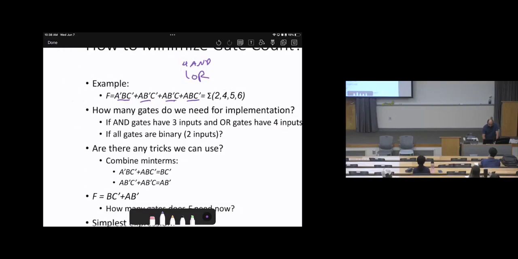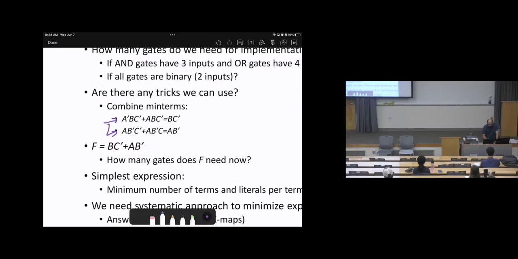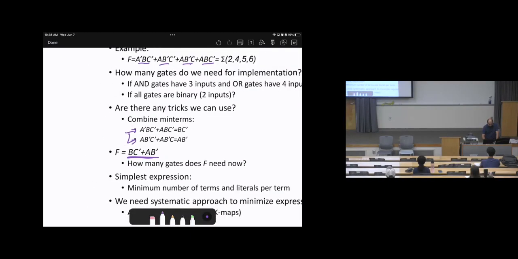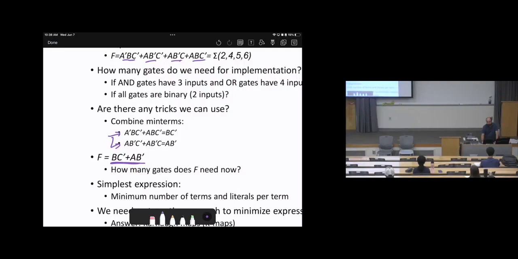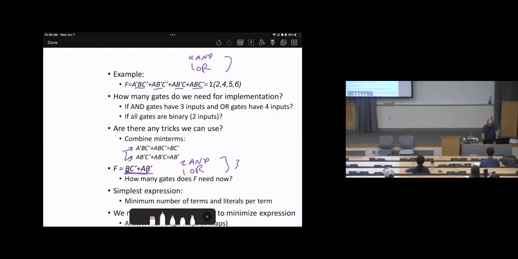Actually, if we use Boolean algebra for this function, we will realize that we can make a shortcut. It will be like this: B C bar plus A B bar. If we simplify it using Boolean algebra, how many gates do we need? We need 2 ands, and 1 or. So as a result, we need 3 gates. In canonical form, you need 5 gates. So we can say that simplifying this is worth it.